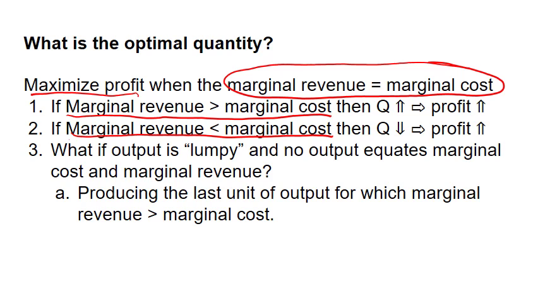What if output is lumpy and no output equates marginal revenue and marginal cost? In that situation, the firm maximizes profit by producing the last unit of output for which marginal revenue exceeds marginal cost.